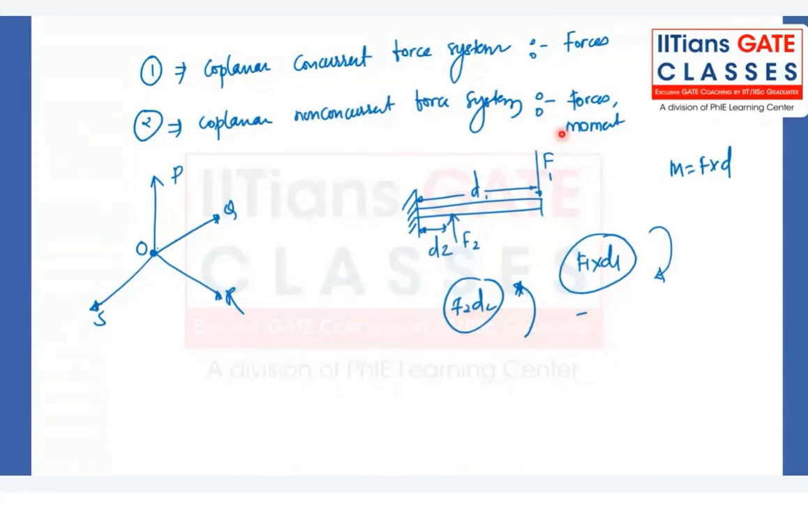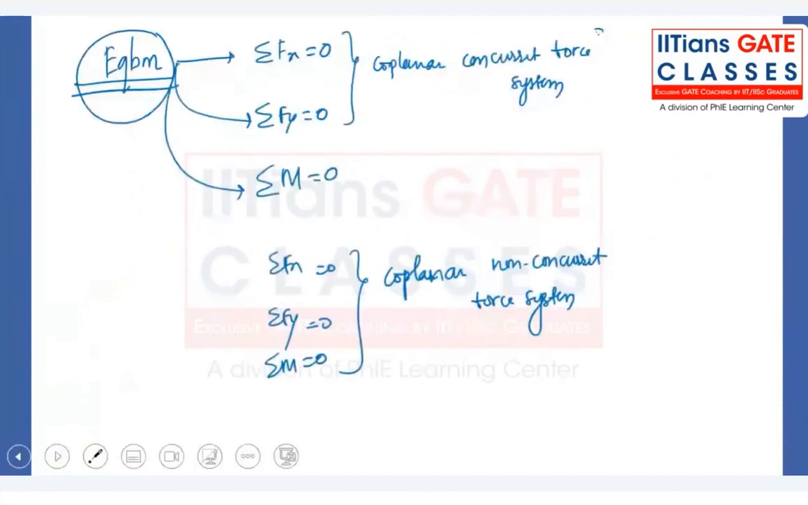Depending on this, whether you have a coplanar concurrent force system or a coplanar non-concurrent force system, you have to understand which equations of equilibrium you have to apply to solve the problem. Because in a coplanar concurrent force system, there are no moments. So you can just use these two equations of equilibrium.